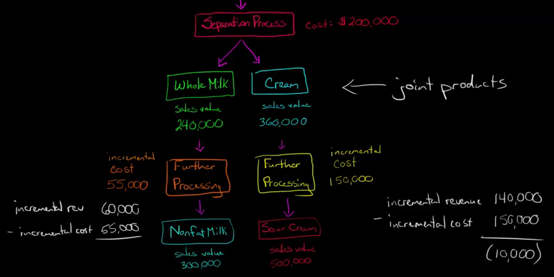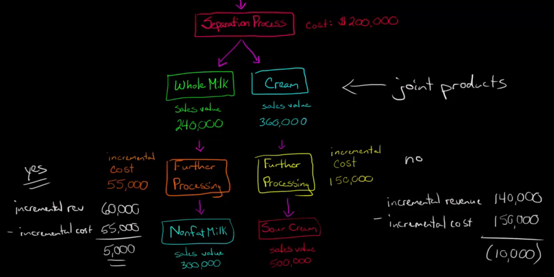Well, if we subtract the cost from the revenue, that means we would get an additional $5,000 if we process the whole milk and turn it into non-fat milk. So what should we do? Well, yes, we would process this further. So the cream, we say no, do not process further. But the whole milk, the non-fat milk, we do process further.